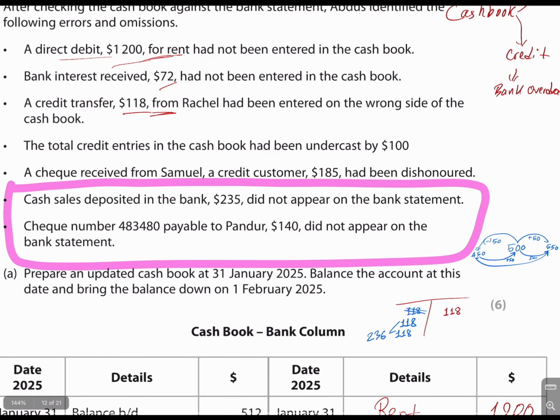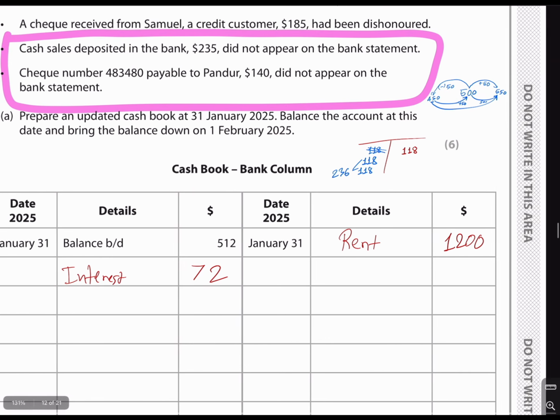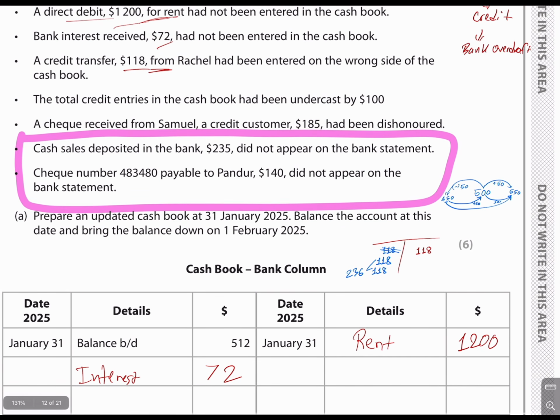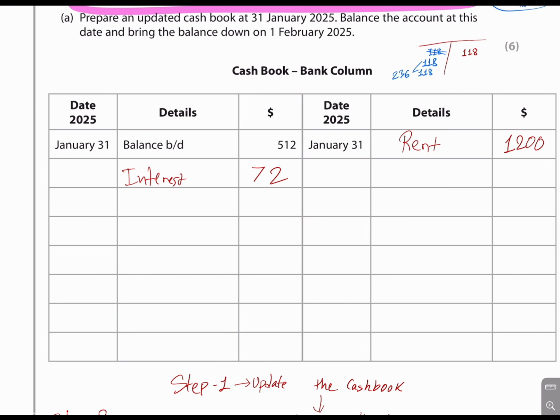Why? Because it is an error of reversal. It was entered on the wrong side of the cash book. Now how do we know it was on the wrong side? Because from Rachel you are getting the money by check. It should have increased your cash balance, right? But you entered it on the wrong side. If it was supposed to be debit and you entered it on the wrong side, it means you have entered it on the credit side. So we have to debit it by 236. Rachel, 236.